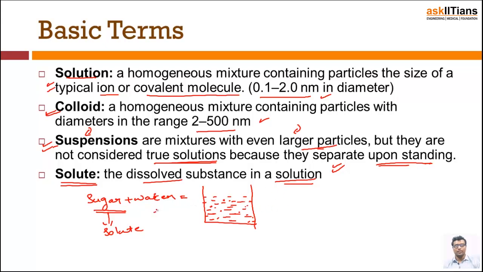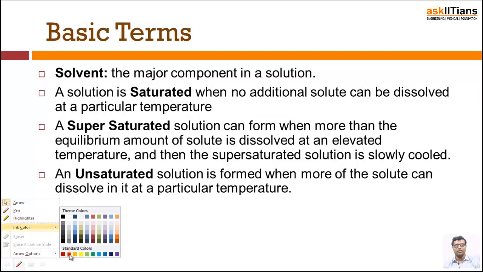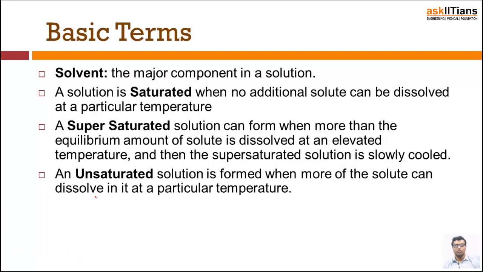So sugar plus water gives a sugar syrup, and that sugar syrup is now the solution, right? So sugar is a dissolved substance, so sugar is the solute here. So what is a solvent now? The solvent is the major component in a given solution. If you consider any solution, for example, here the solution is a sugar syrup, here the solvent is the water, because it is the major component in the given solution. So remember always that the solvent will exist in a major quantity compared to the solute.